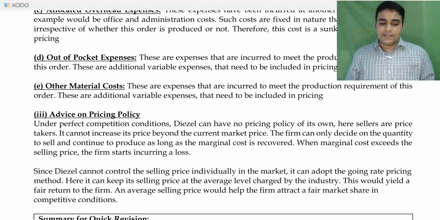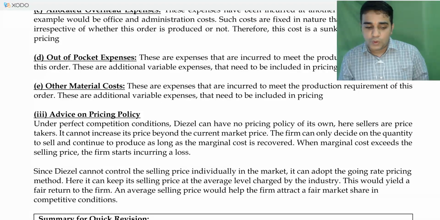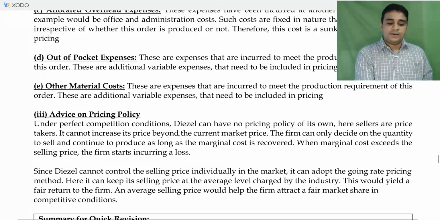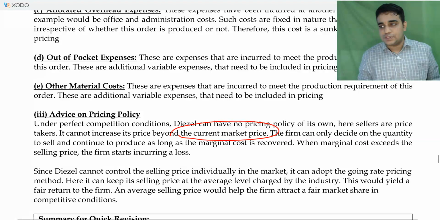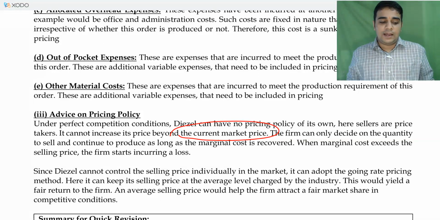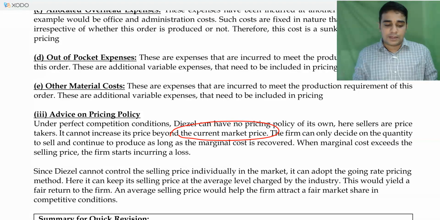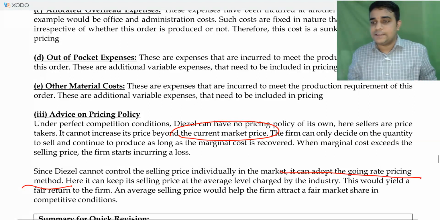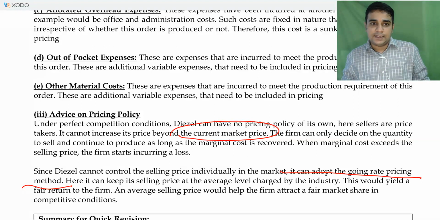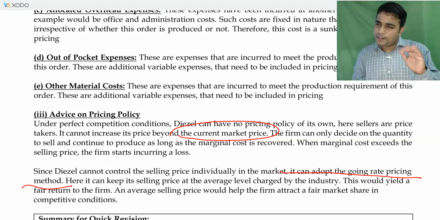Under perfect competition, diesel can have no pricing policy of its own. Here sellers are price takers. It cannot increase its price beyond the current market price. So it's mostly market driven, whatever the market is charging, technically called going rate pricing. The firm can only decide the quantity to sell and continue to produce as long as it is able to recover the marginal cost. It can adopt the going rate pricing method. Going rate is the average pricing for the industry. Clear? Any doubts on this? I'll touch upon it in detail later on. The focus was just to do it on the relevant costing side.